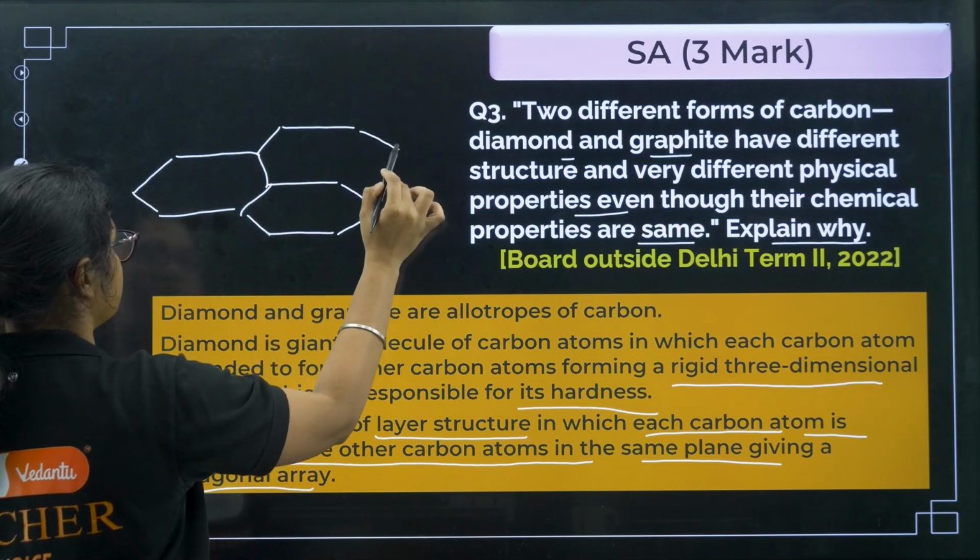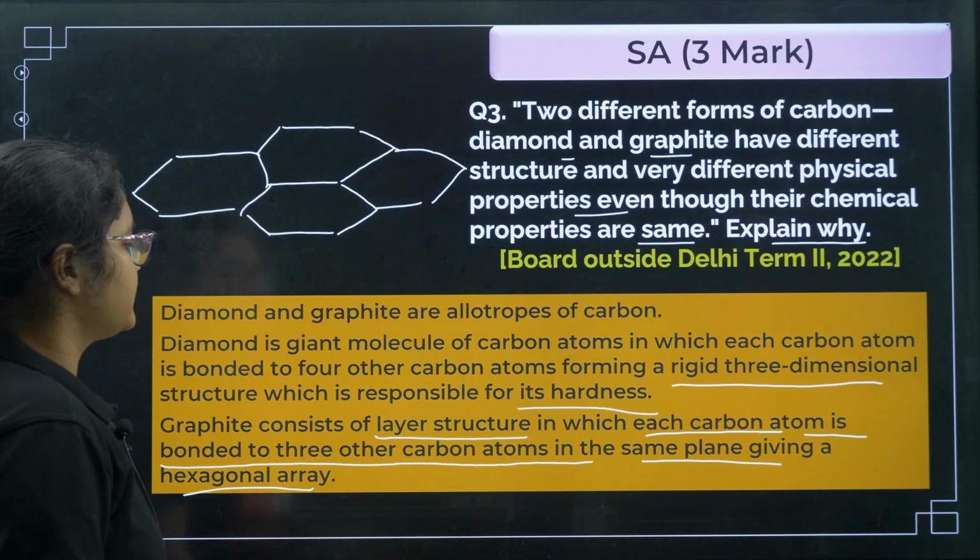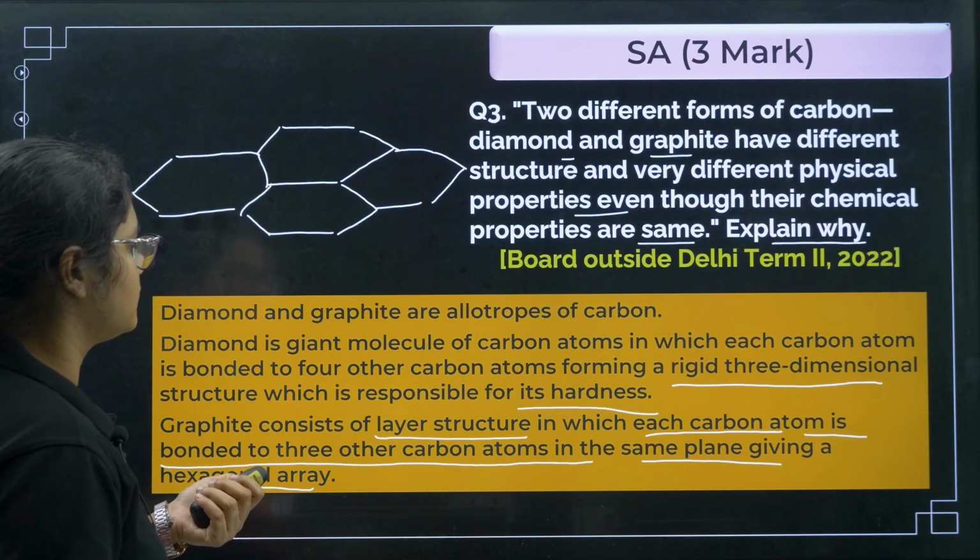You can draw like this. Okay, this was how the graphite structure looks. Okay. Next is question number 4.